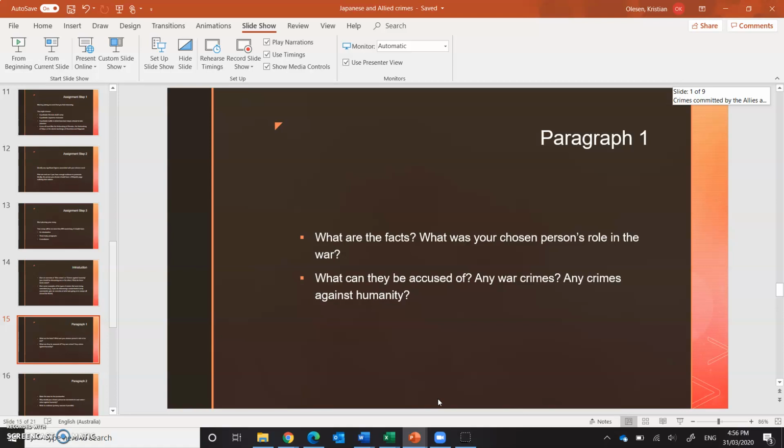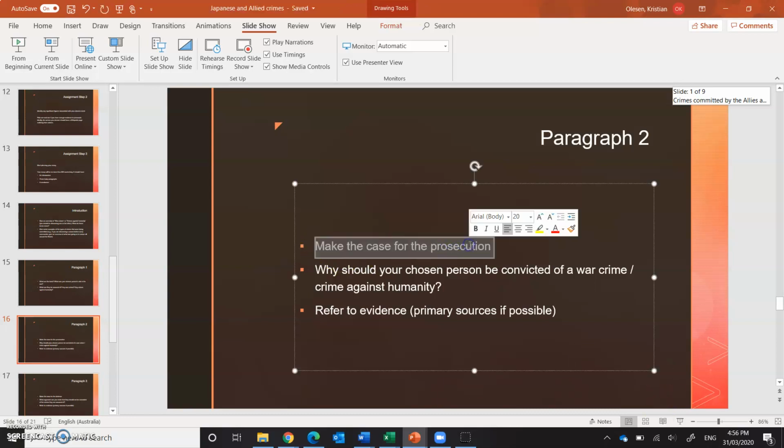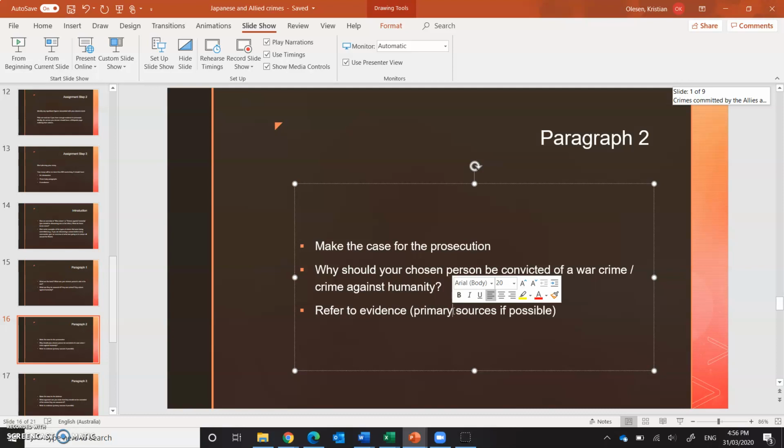And the rest of it is quite simple. Using those facts and whatever other facts you can come up with, in your second body paragraph, you will simply make the case for the prosecution. You're arguing in the affirmative. It's kind of like a debate. Tell me why this person should be convicted of either a war crime or a crime against humanity. And, as much as you are able, refer to evidence, primary sources.